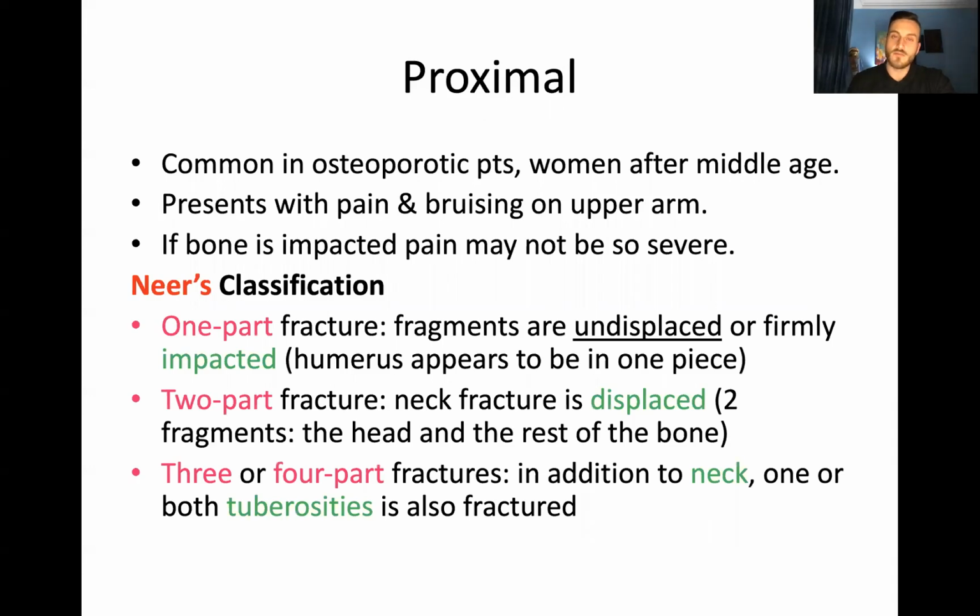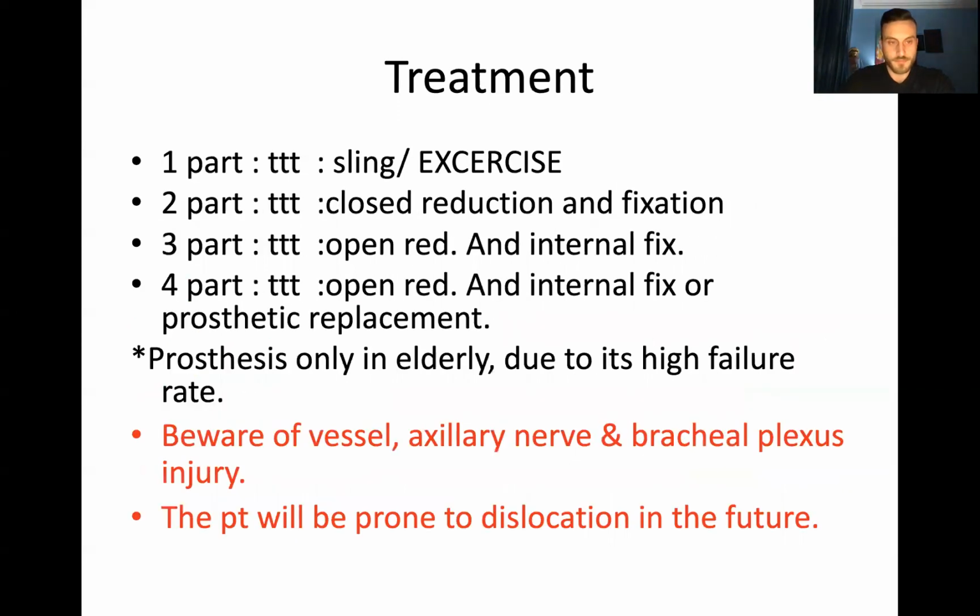The classification for the proximal humerus fracture is called Neer's classification, and Neer depended on how many parts are in the fracture. One part is an undisplaced fracture, two parts is usually the neck fracture, and three or more is a comminuted fracture with the tuberosities. So we have the articular surface, greater tuberosity, lesser tuberosity, and the shaft.